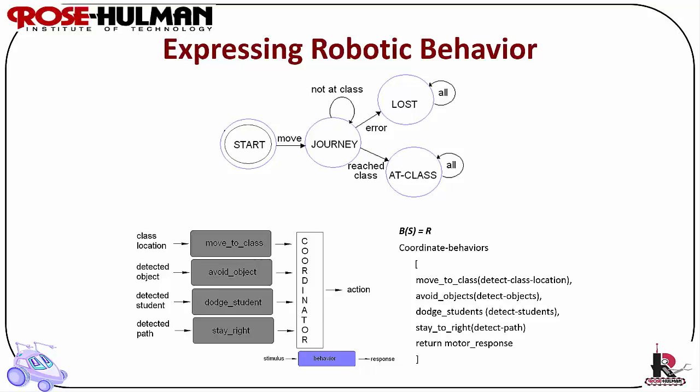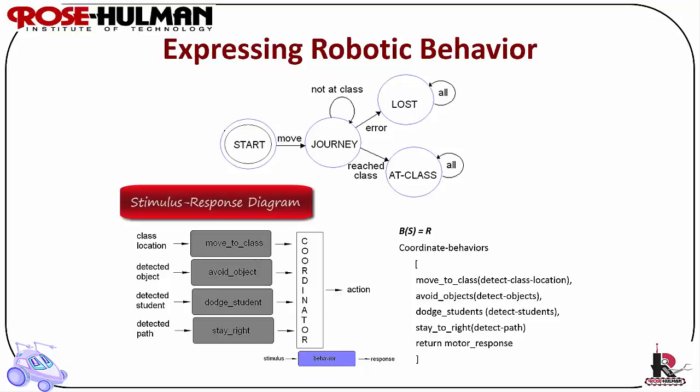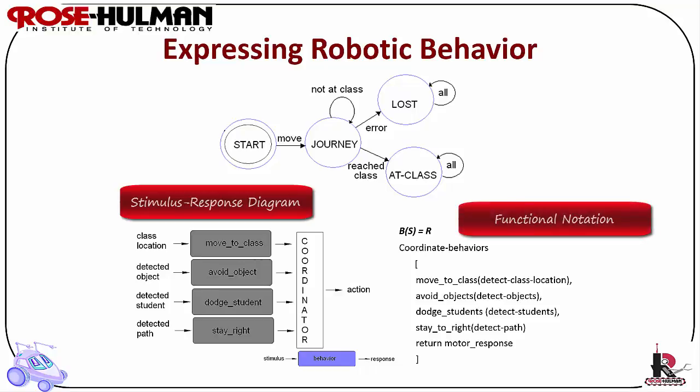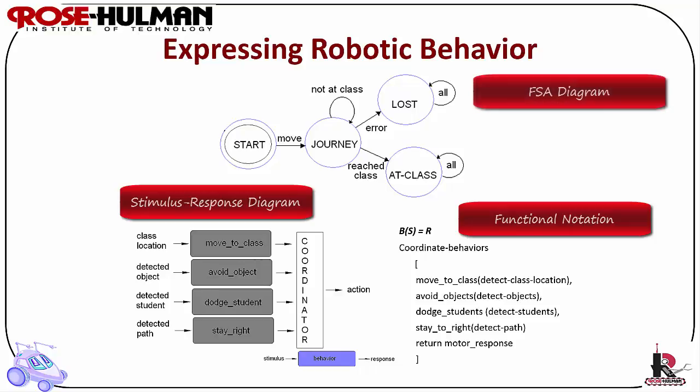Expressing robotic behavior. There are several methods available for expressing robot behavior, including stimulus response diagrams, a graphic representation of specific behavioral configurations; functional notation, used for clarity in the design of systems; finite state acceptor diagrams, used for temporal sequencing of behaviors; and also finite state acceptor diagrams that describe the aggregations of sequences of behaviors.